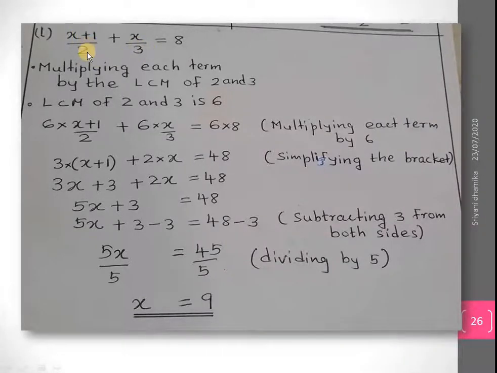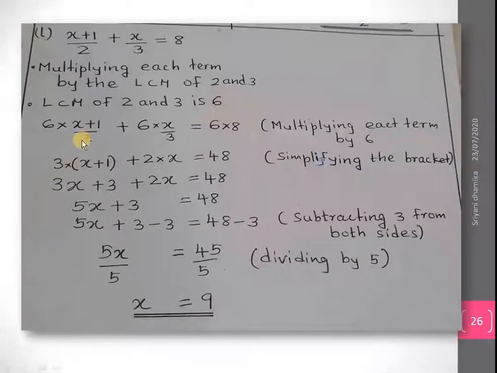X plus 1 over 2, x over 3 equal 8. Now what is the first step? Multiply each term by the LCM of 2 and 3. LCM of 2 and 3, these are denominators. Now you know LCM of 2 and 3 is 6. So multiply each term by 6.